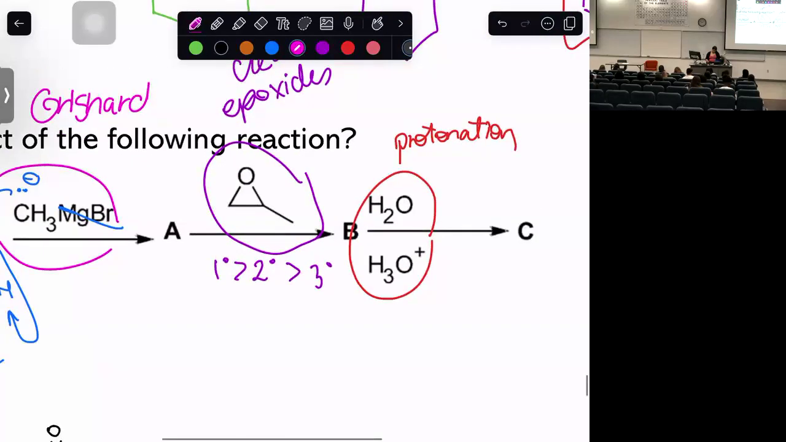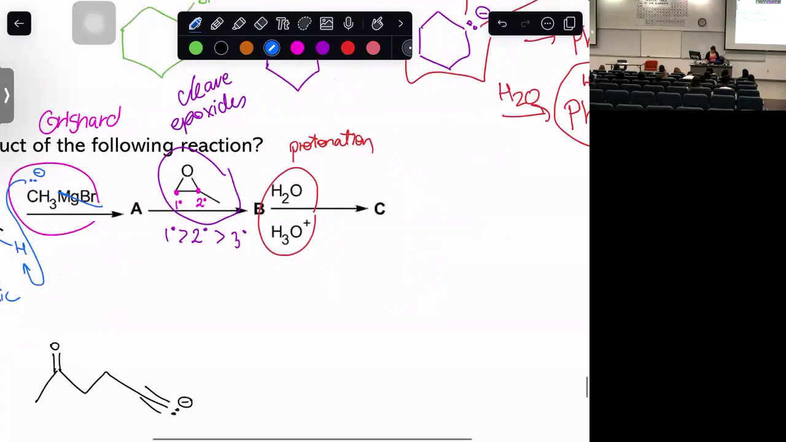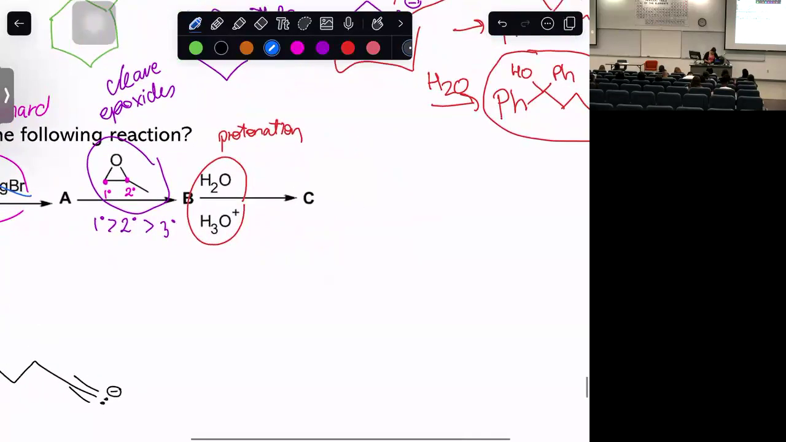Now, to do that, remember, I need to look at my carbons directly connected to the oxygen. So left one, what's the degree? Primary, because connection to oxygen doesn't count. What about the right one? Which one am I going to cleave, left or right? Left side, exactly. So we know that my base slash nucleophile is going to attack my primary carbon, and that's how that bond between carbon and oxygen gets broken.